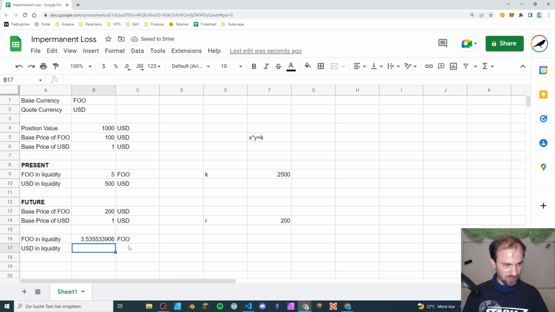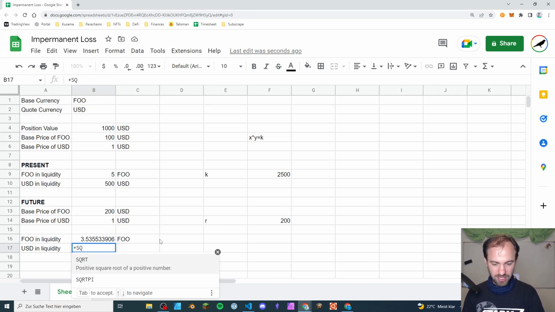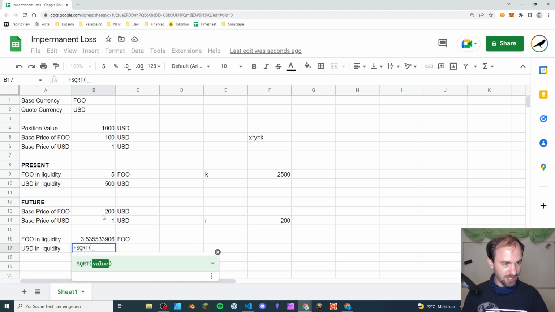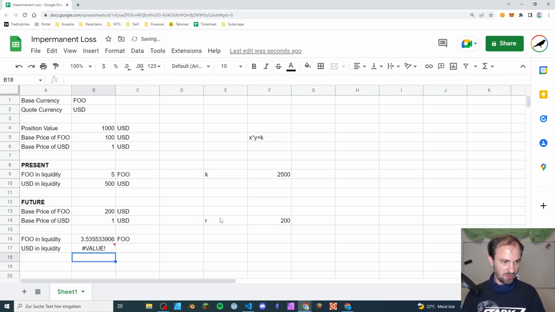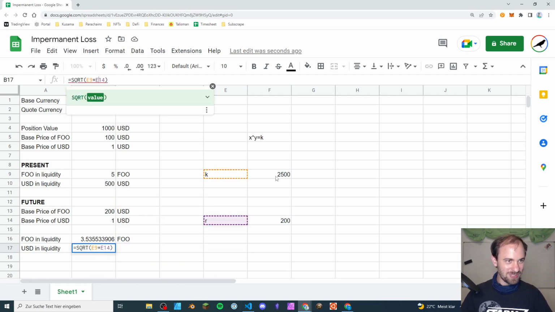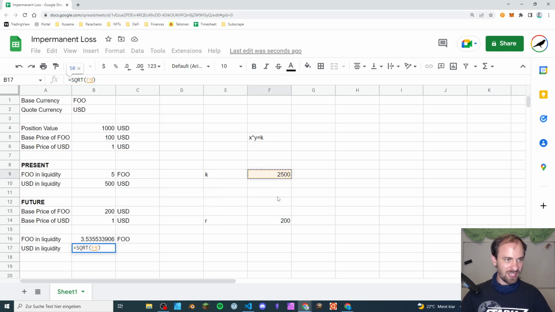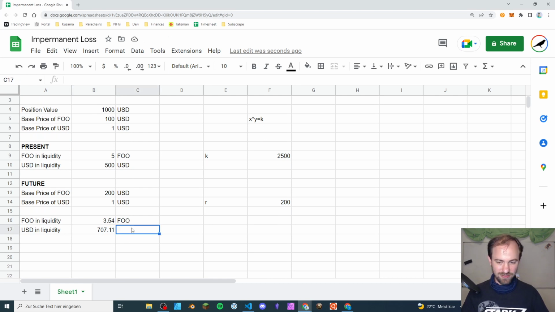Okay, and now we do the inverse thing. To get to the amount of dollars, we take k, multiply it with the ratio r, and take the square root of that. And it yields an error. Oops. So we take the value of k times r, square root of that, $700. If we take out a few of the decimals that we don't need, let's keep 2 decimals here, you see that you're getting 500 foo and $700 US.